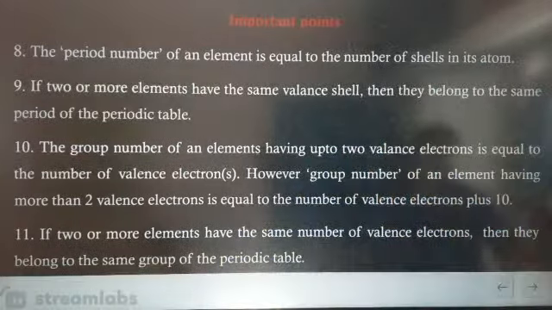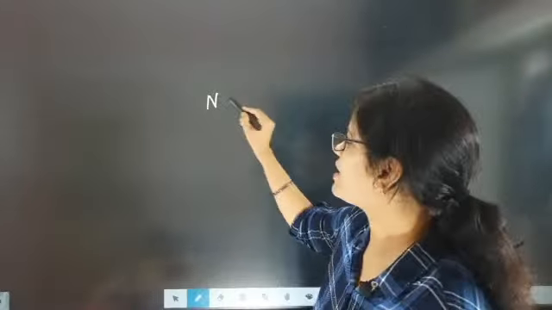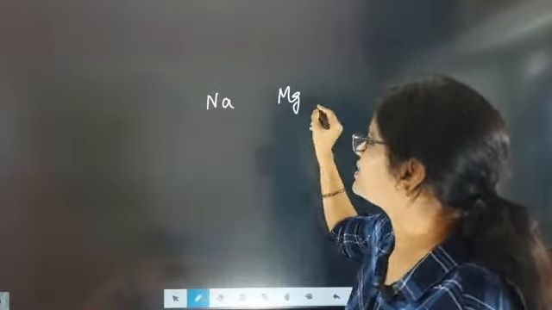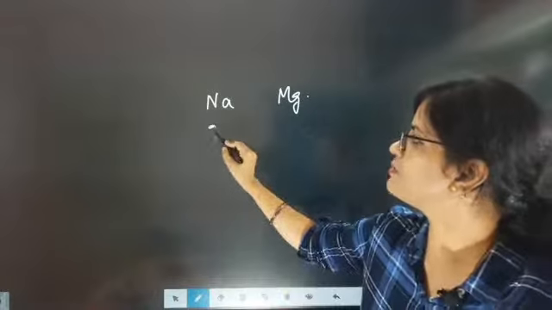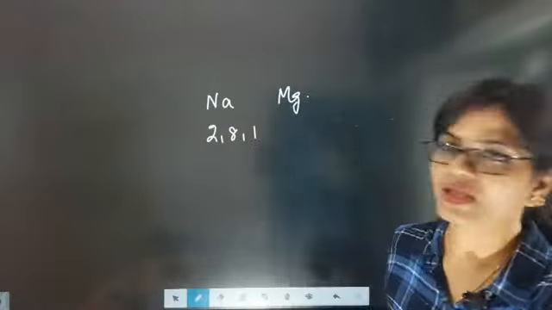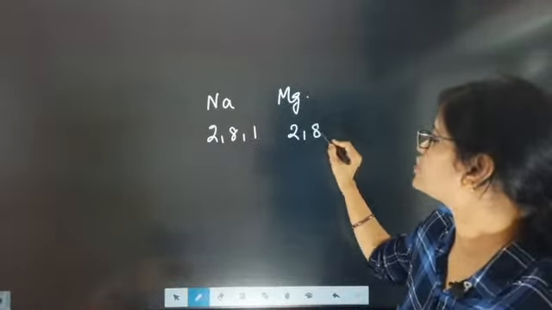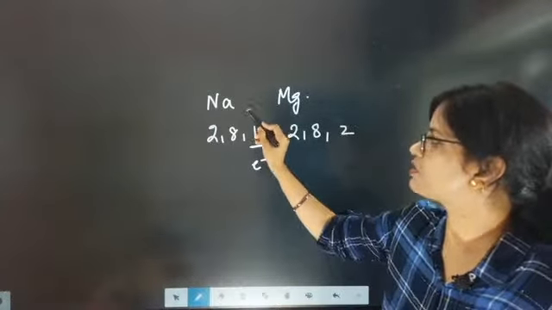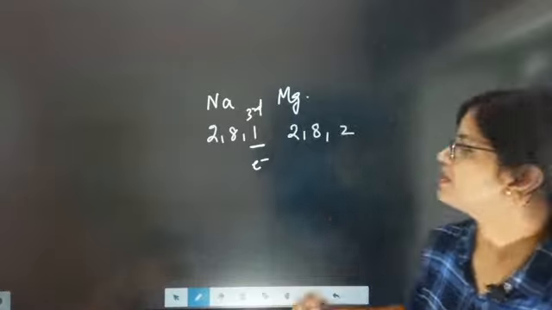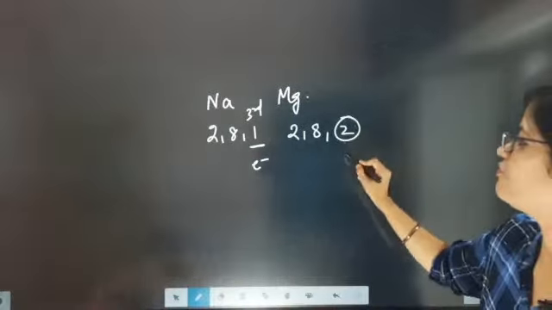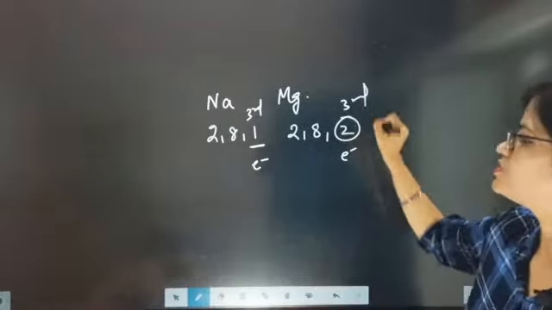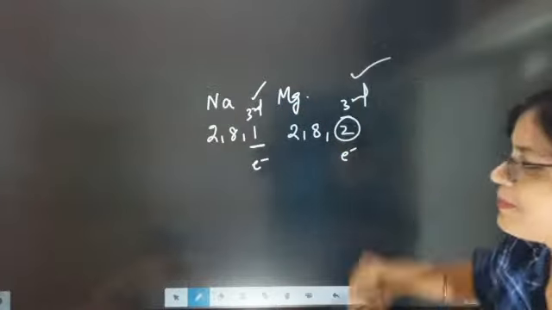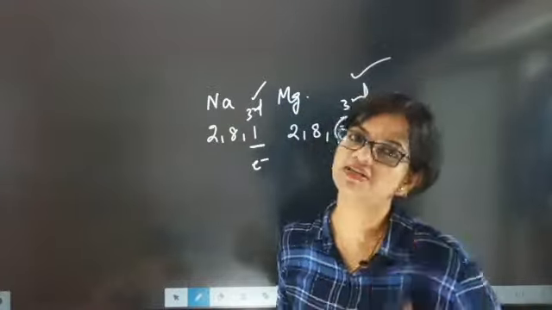Let's check this one out. Sodium and magnesium: how is their period number the same? Sodium's atomic number is 11 with configuration 2, 8, 1. Magnesium's atomic number is 12 with configuration 2, 8, 2. So the last electron is filled in the 3rd orbit, here also in the 3rd orbit. Since the orbit number is the same, the period number is 3.